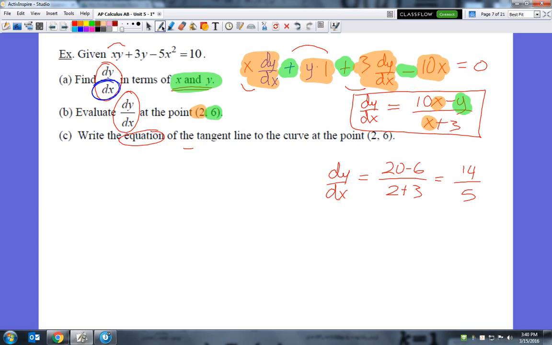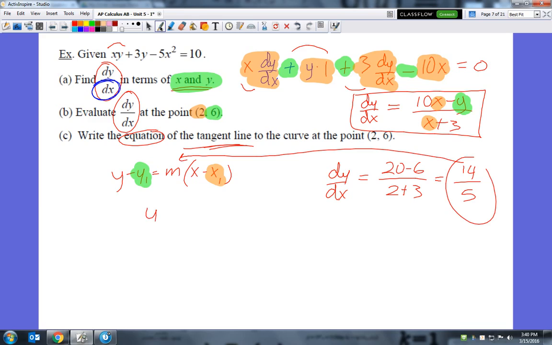So write the equation of the tangent line. We know that's y minus y1 equals the slope times x minus x1. This point that we already have, 2 is my x value. 6 is my y value. And now the slope that we found was 14/5. So we're going to say y minus 6 equals 14/5, and it's going to be x minus 2. You can leave it like that, or if you want to go ahead and distribute and put it in y-intercept form, y equals mx plus b, you can if you want.